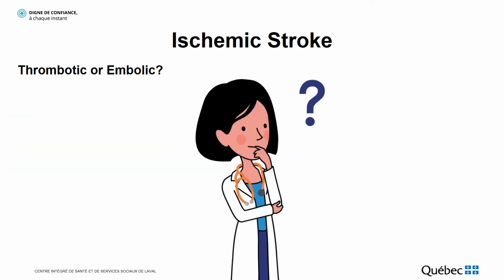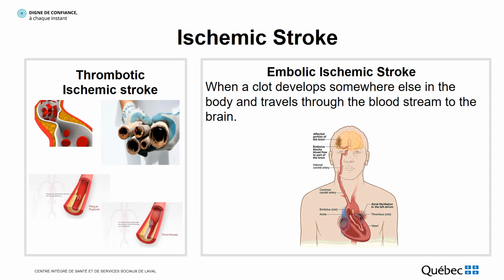There are two types of ischemic stroke, thrombotic or embolic. What is the difference of the two? Take a look at the next slide. A thrombotic ischemic stroke is caused by a blood clot that develops in the blood vessel inside the brain. An embolic ischemic stroke is caused by a blood clot or plaque debris that has developed elsewhere in the body, has broken off, and travels to one of the blood vessels in the brain through the bloodstream.